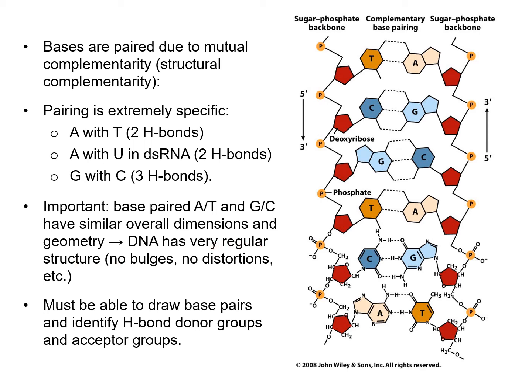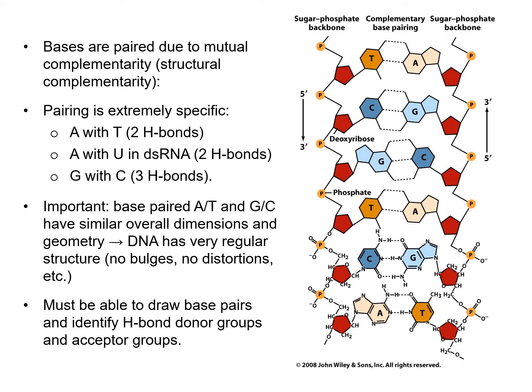So there are not going to be any bulges or distortions or any loose regions, because they have exactly the same geometry, which keeps this double helix at the same distance all the time.